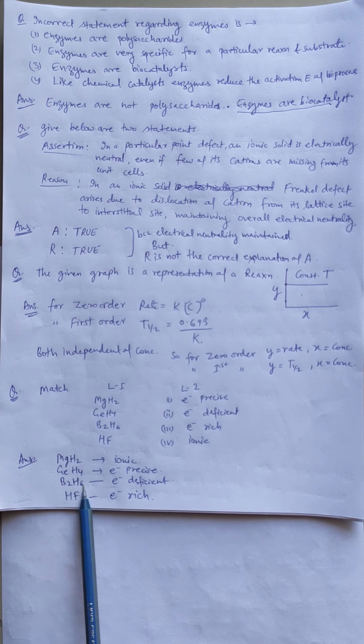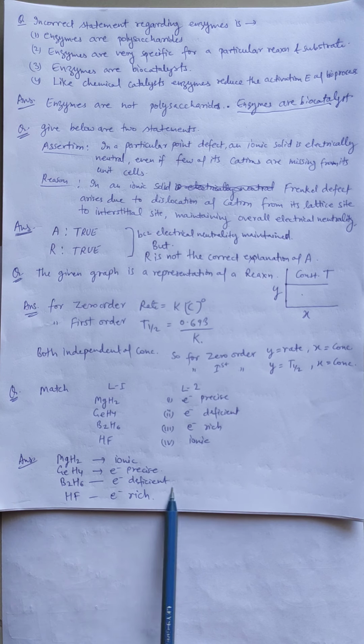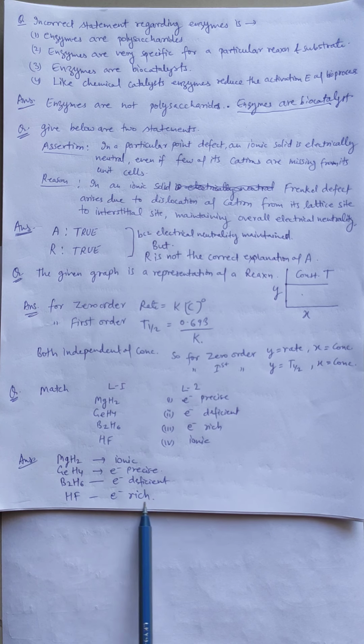B2H6, diborane, is electron deficient because boron has only 6 electrons there. So it is electron deficient. HF is electron rich hydride. So this is the answer.